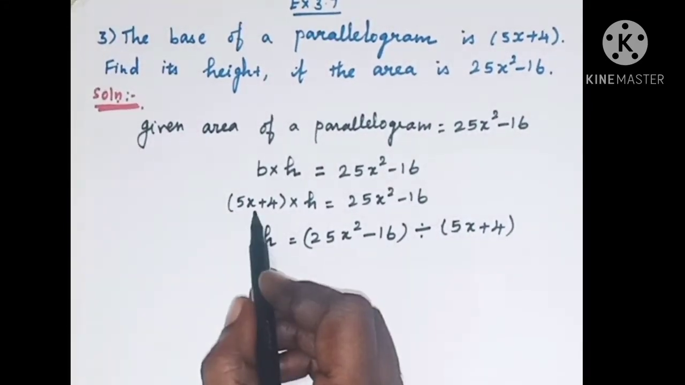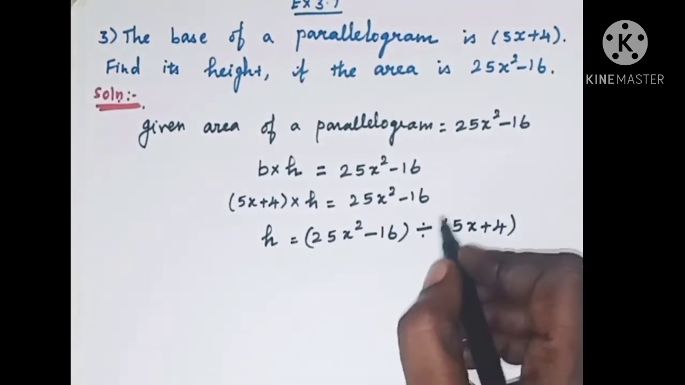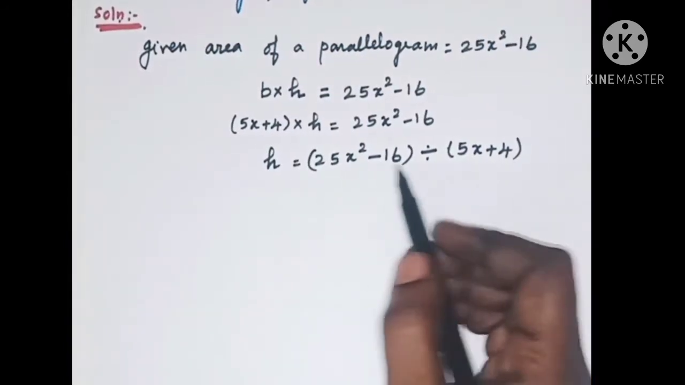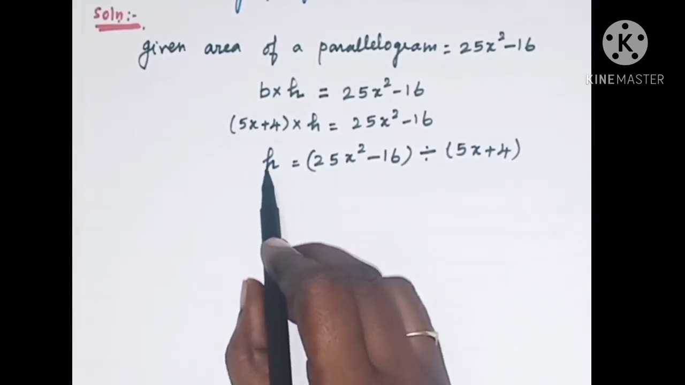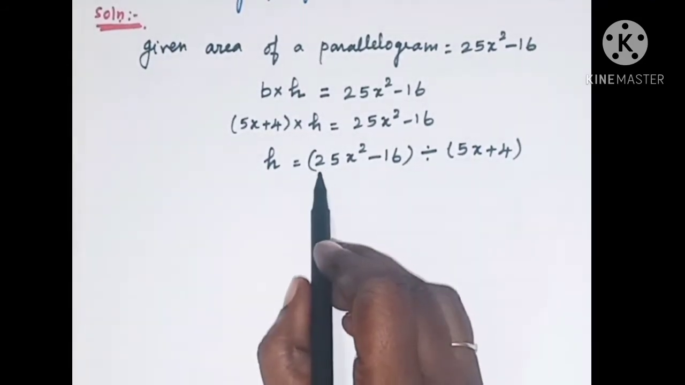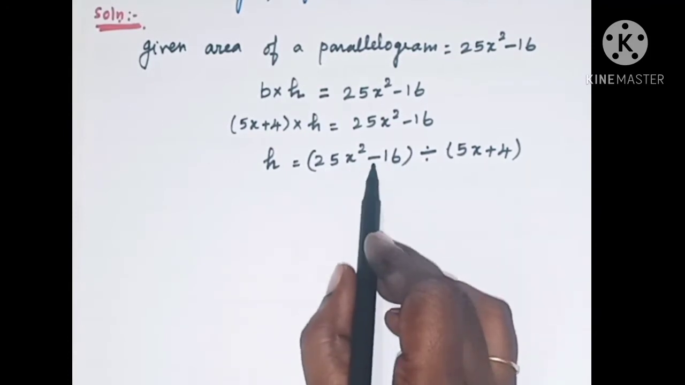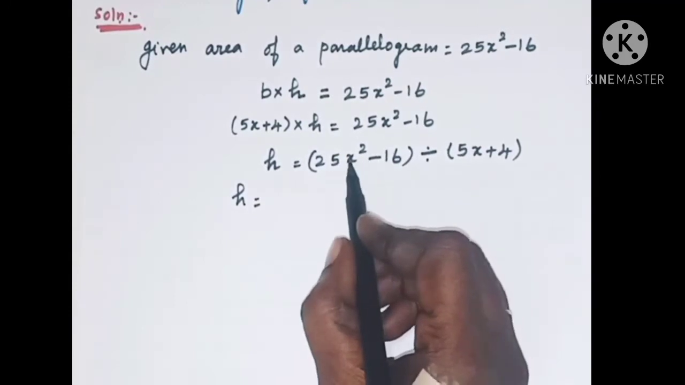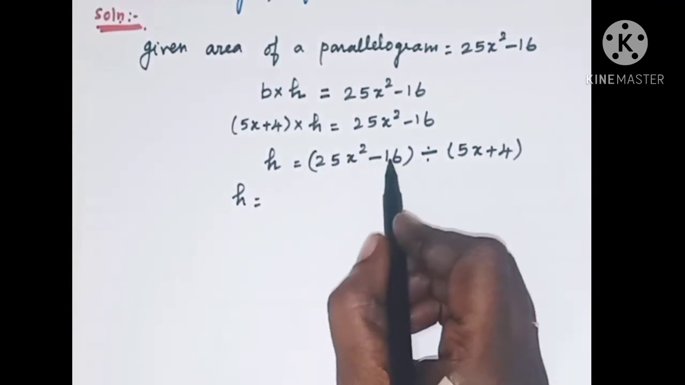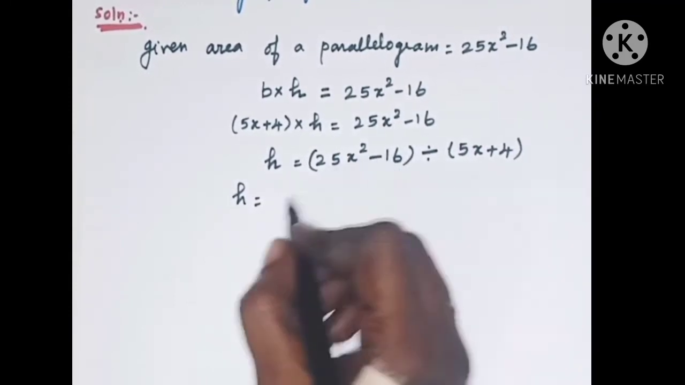When this expression comes to the right-hand side, it will become divide. So, using synthetic division, we have to identify the height of the parallelogram. But here the expression 25x square minus 16 is not in the standard form, because here x power 2 we have, but x power 1 is not here.